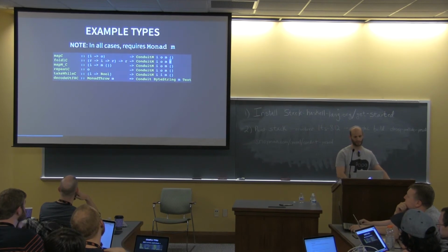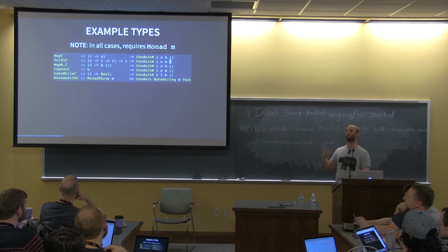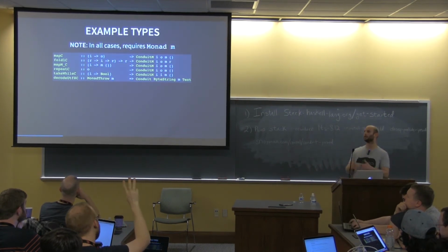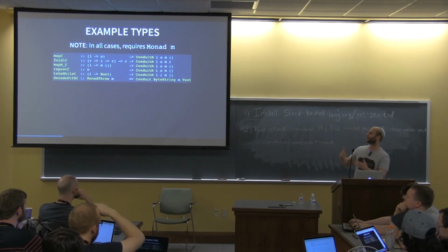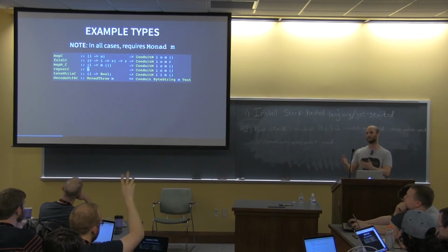mapM_C: we're going to run a monadic action on every single thing that comes to us from upstream. Repeat C: we can create infinite conduits. This one is going to create an infinite stream of values, the value O, and just keep sending them downstream.